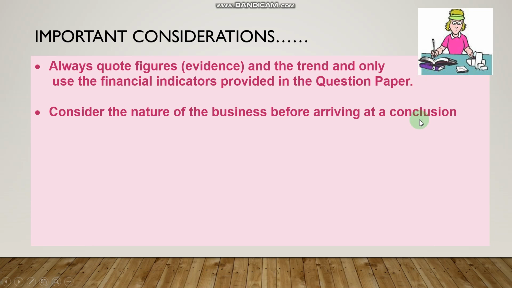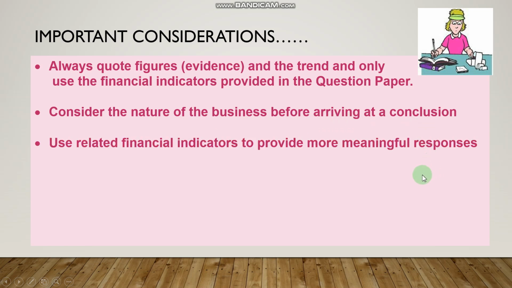So don't just say that this is good for the business or this is bad for the business without having some idea of what this business is selling, what is the nature of this business, what do they do. Because what they do is going to influence whether a financial indicator is good or whether it is bad. The third bullet, use related financial indicators to provide more meaningful responses. So this point here is simply saying, do not use one financial indicator on its own. It will not tell us much. You need to make reference to more than one financial indicator when you are answering a question.